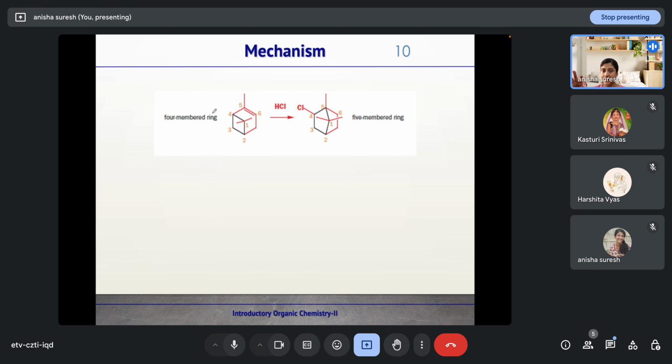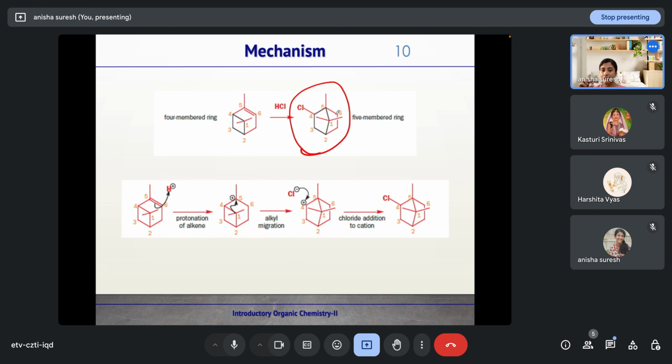Here actually this is a four membered system. While treating with HCl, the ring will expand, leading to formation of the five membered ring. So this is the product that is getting formed. This ring expansion is the driving force for this reaction. First, in the presence of HCl, the alkene that is present here will get protonated and we will get a tertiary carbocation.